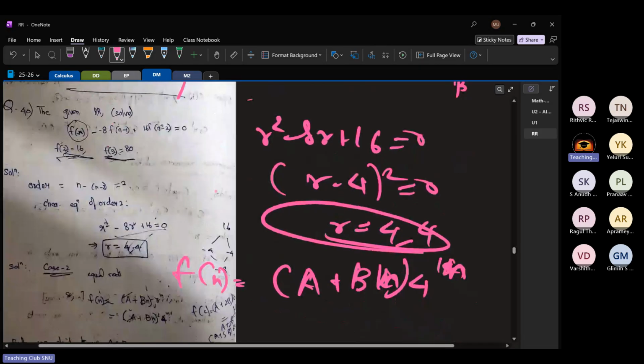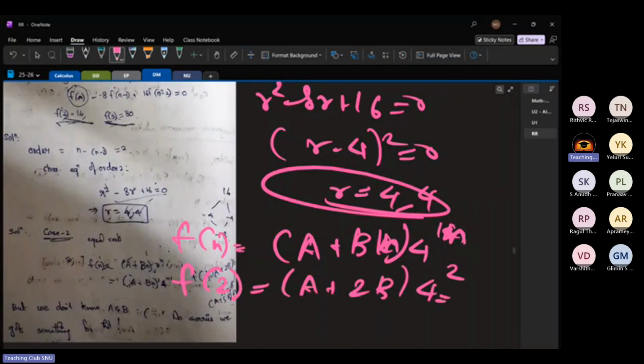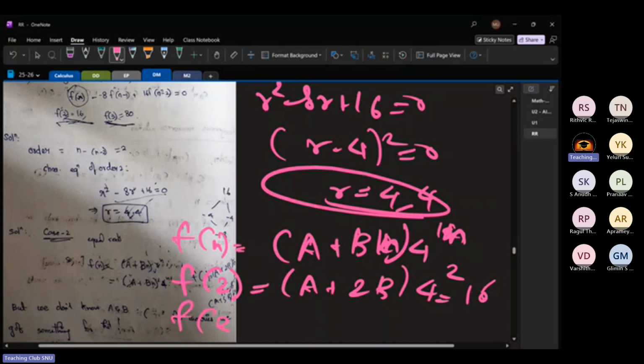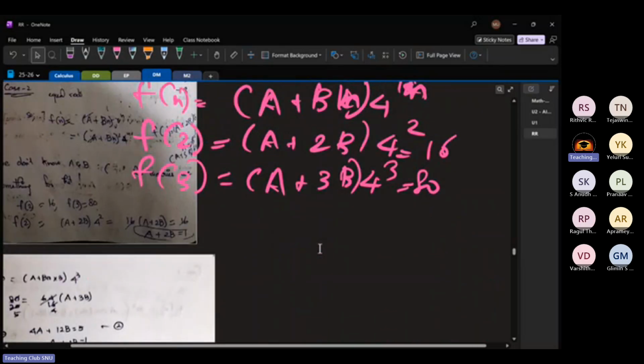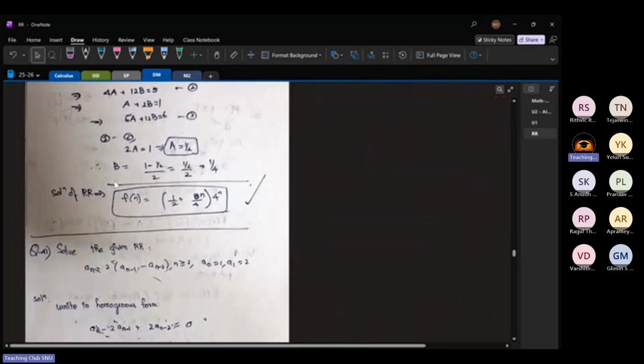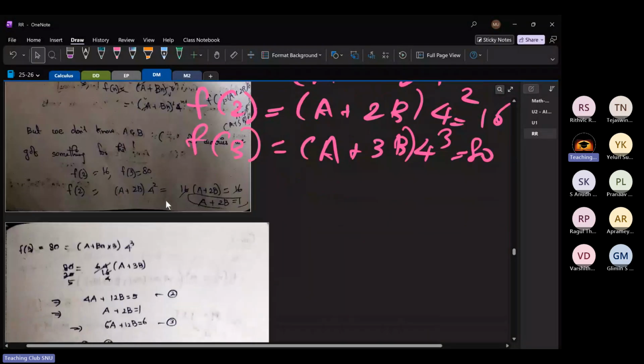F of 2 is equal to 16, meaning f of 2 is equal to (a plus 2b) into 4 square, and this is equal to 16. Okay. And f of 3 is equal to 80, so it will be (a plus 3b) into 4 cube is equal to 80. Just solve these equations. Simple. You will just eliminate one of the variables a and b, get either of them, and then find the value of a and b. Okay.